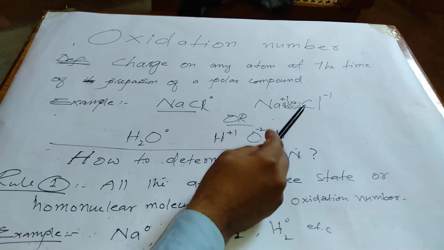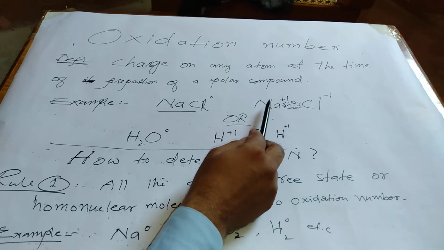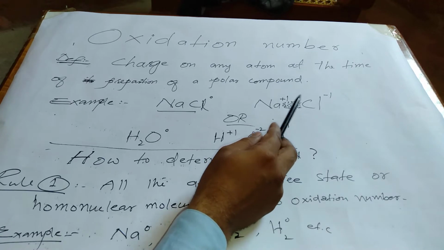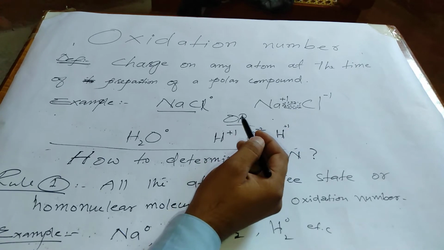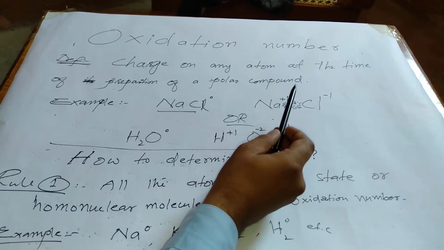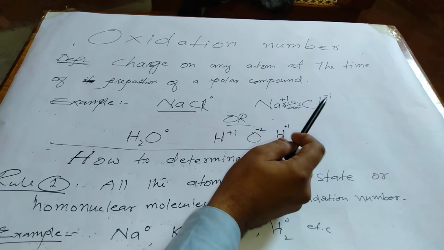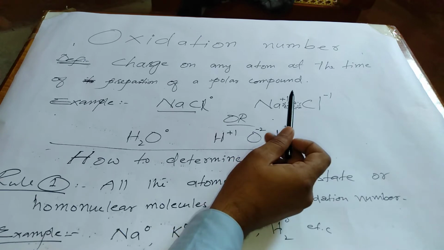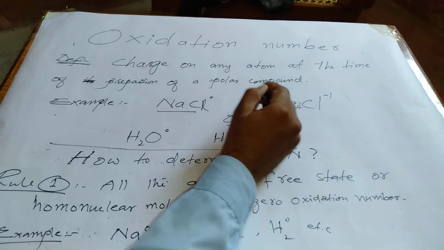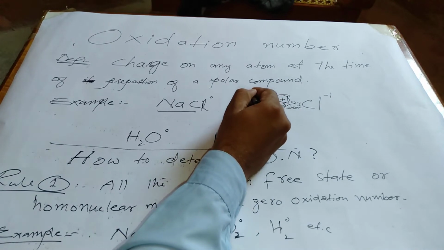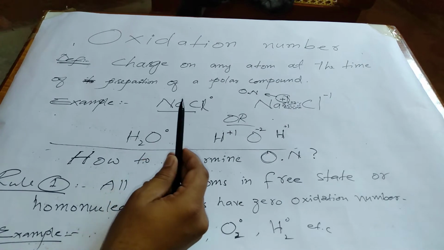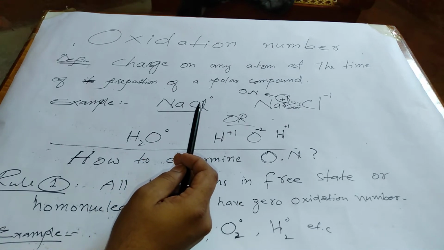This is because chlorine is more electronegative than sodium, so sodium will give 1 electron to chlorine and chlorine will accept it. So in this way sodium will attain +1 charge while chlorine will attain -1 charge. This amount of charge we call oxidation number: the charge on any atom at the time of its preparation of any polar compound.